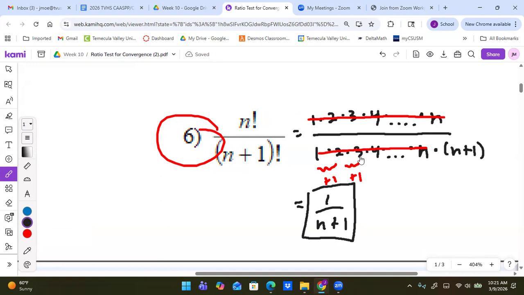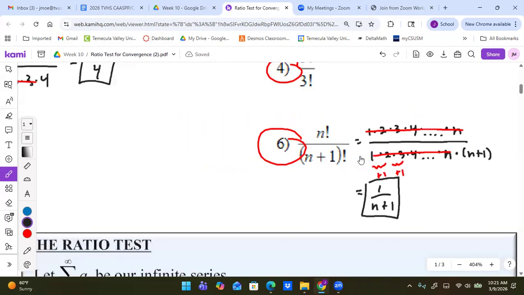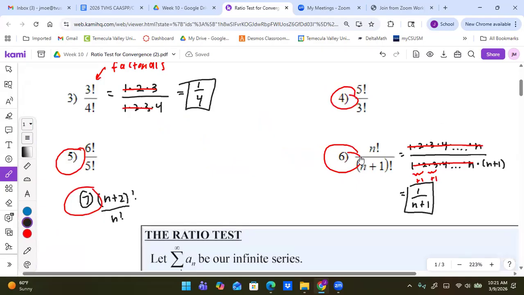I'll give you about 1 minute. I added a 7, don't you remember? No, what? Yeah? Not with factorials. You have to expand and then cancel.